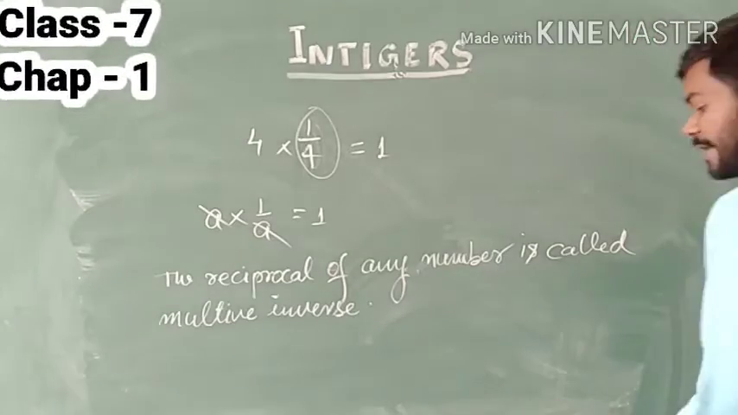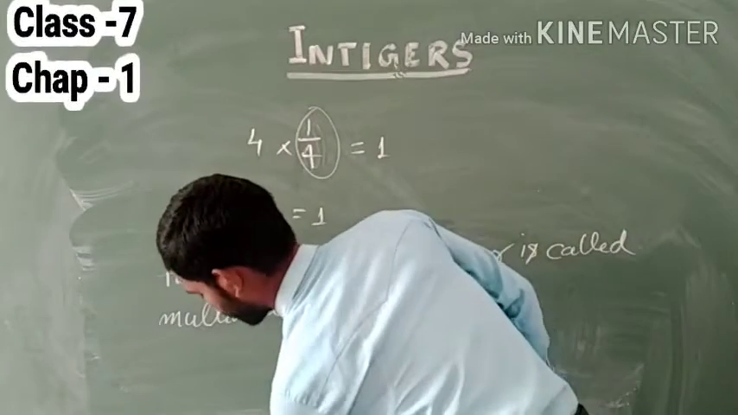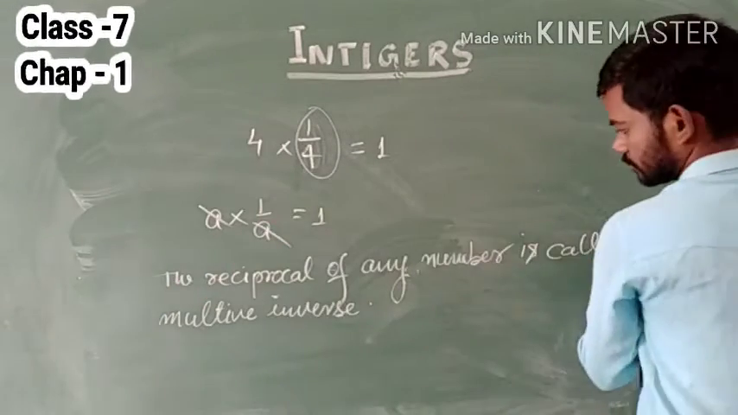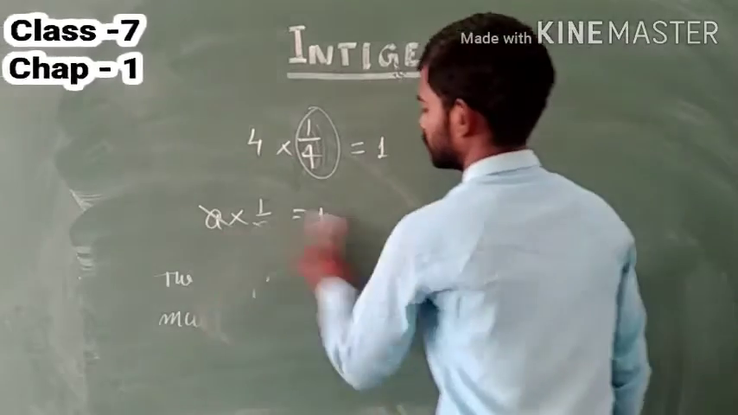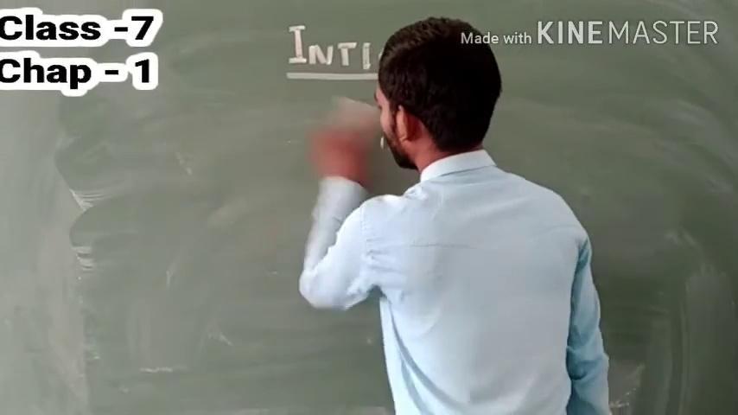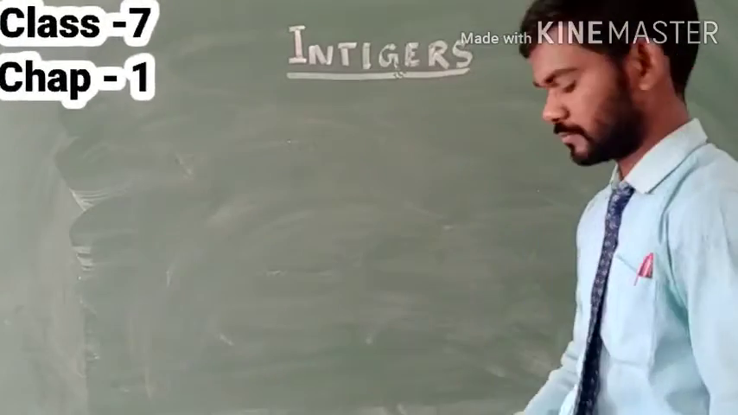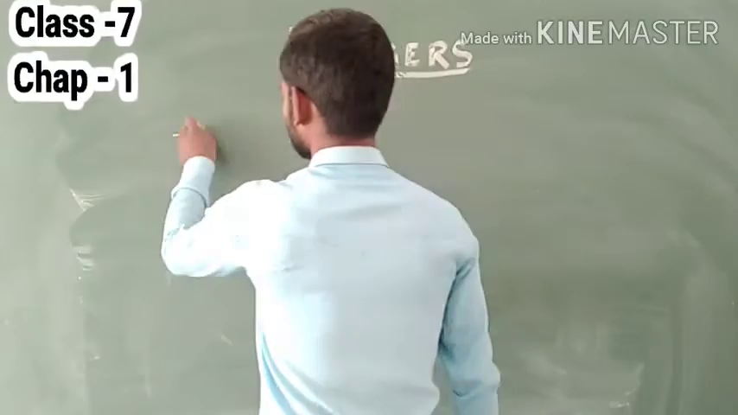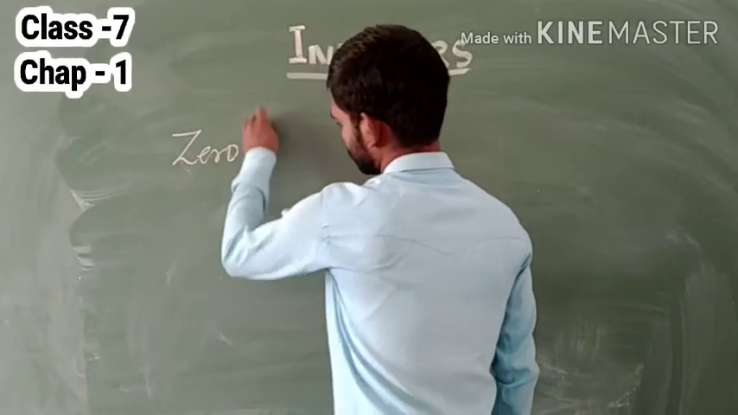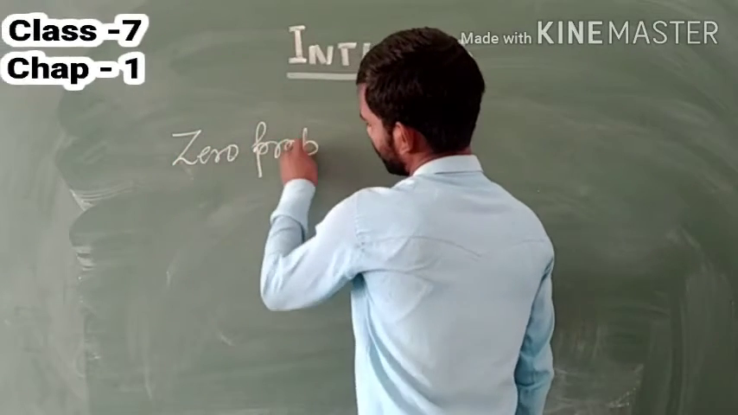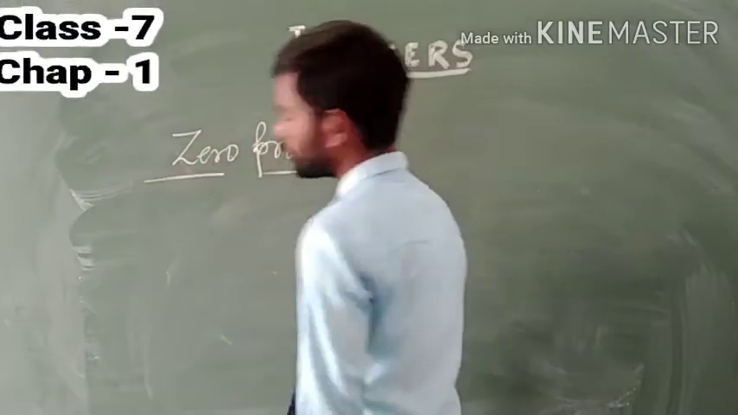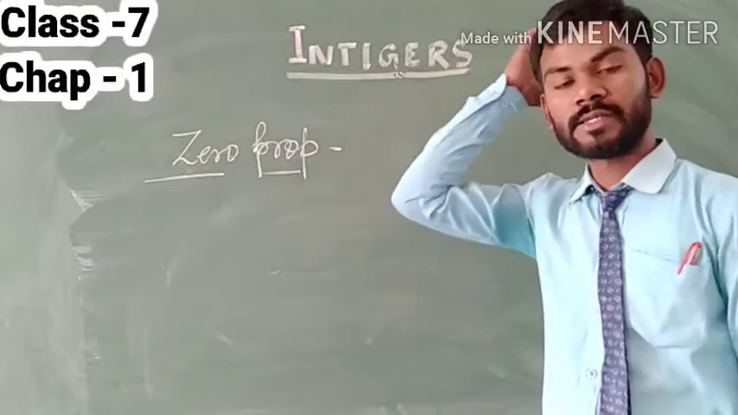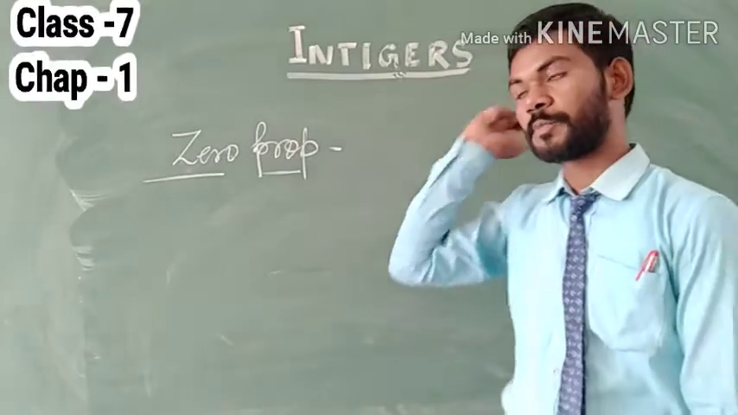Now let us see the next, that is the zero property of integers. So let us see what the zero property is.